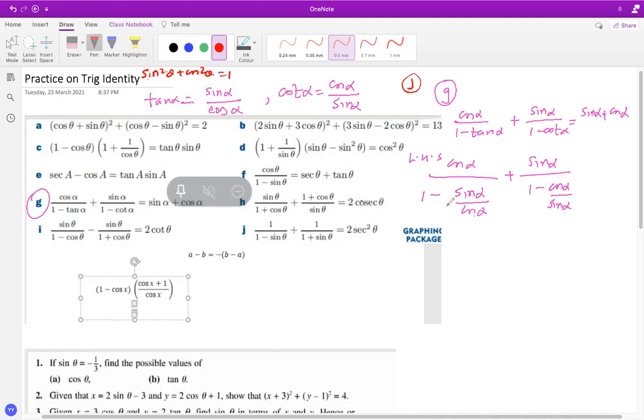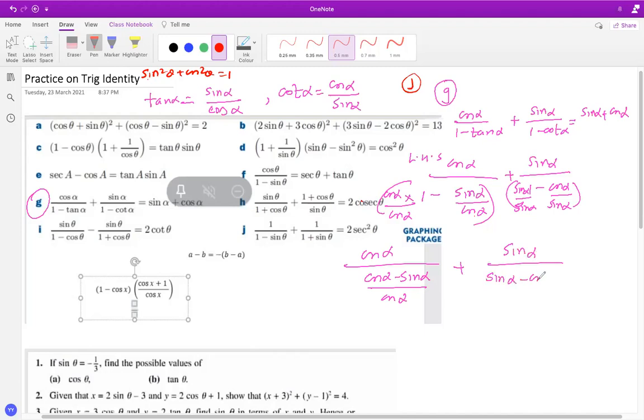Now take the LCM for the denominator first. I'm just going to show you here. Multiply by cos alpha, divide by cos alpha. This one you multiply by sine alpha and divide by sine alpha. So you're just taking each individual denominator and first taking the LCM of them. So cos alpha divided by cos alpha minus sine alpha divided by cos alpha, plus sine alpha divided by sine alpha minus cos alpha divided by sine alpha.